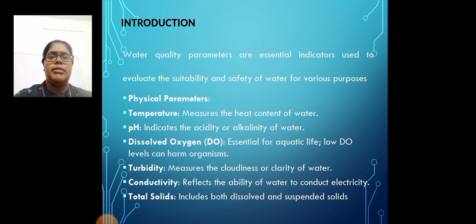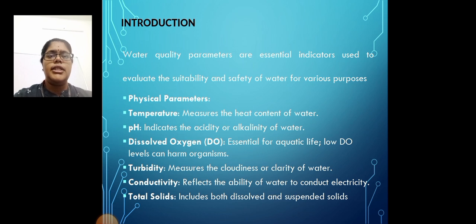Physical parameters. First is the temperature. It measures the heat content of the water. And pH. pH indicates the acidity or the alkalinity of water. So we know 7 is the neutral pH of water. If the pH is lesser than 7, the water is said to be acidic, and if it is greater than 7, the water is said to be basic.